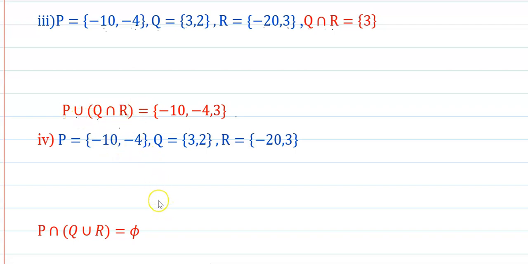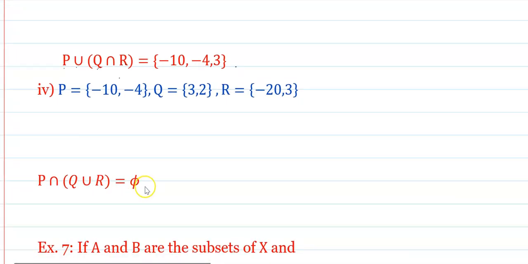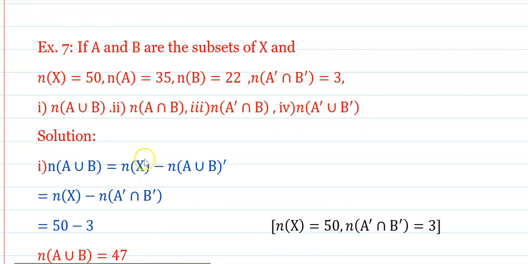There is no common element between P intersection (Q union R), that is equal to 5. Now question number 7. If A and B are subsets of X and n of X is equal to 50, n of A is equal to 35, n of B is 22, n of A complement intersection B complement is 3, then find n of A union B. What is n of A union B?